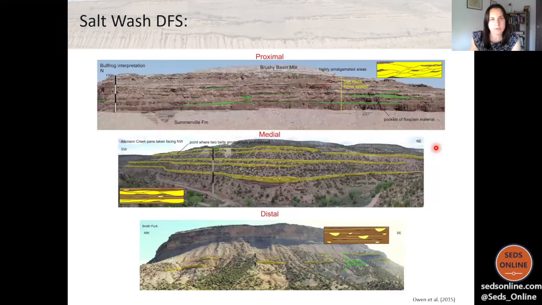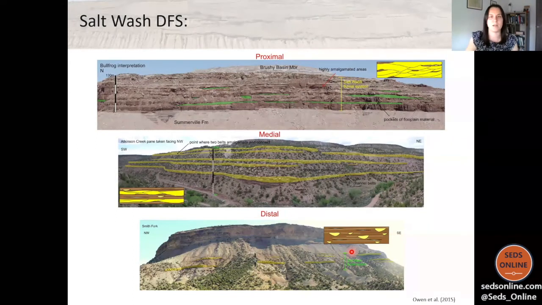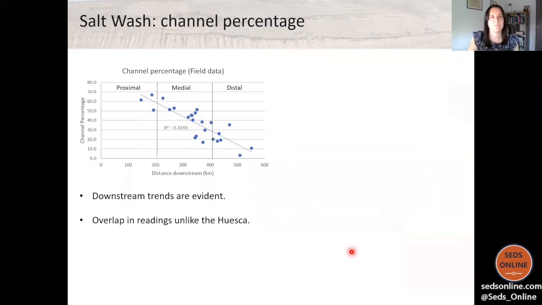So, same downstream trend in terms of the architecture. We have more proximal sites exposed in the Salt Wash, so we've got even more extreme amalgamation as we go further up section. In this scheme, the green is picking out the floodplain deposits, and as you can see, they're really minor components. We go into the medial and those channel deposits become increasingly separated by the floodplain. And then we go to the distal and we get small little ribbon channels. So very much the same as the Huesca system.